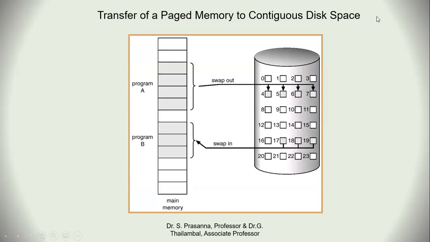And this is a diagrammatic representation of transfer of a paged memory to contiguous disk space. You can see that in main memory, you have program A and program B, and some page blocks from 0 to 23. Suppose the seventh page, which is available in main memory, is not needed now, and the 17th, 18th, 19th pages are needed. Pages 4, 5, 6, 7 are not needed, so they can be swapped out from memory to the backing store. Whichever pages are needed, 17, 18, 19, can be swapped in to main memory from the backing store.